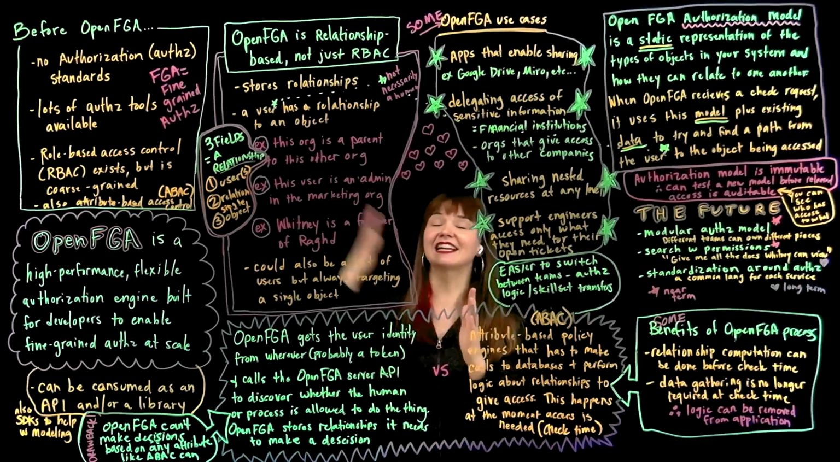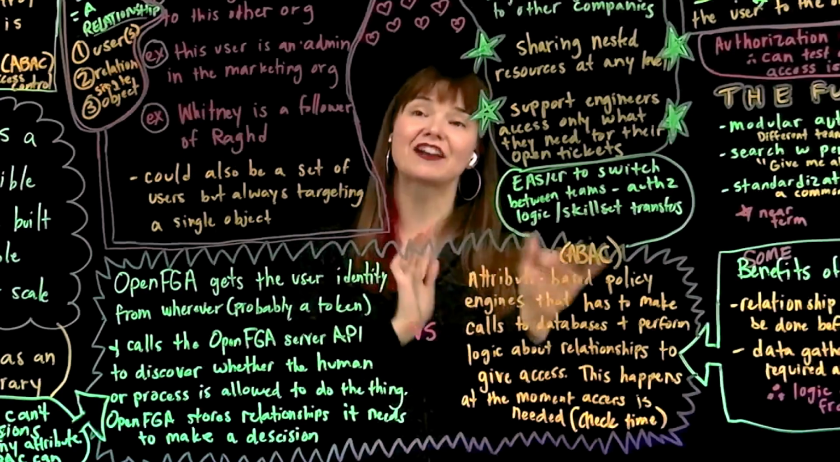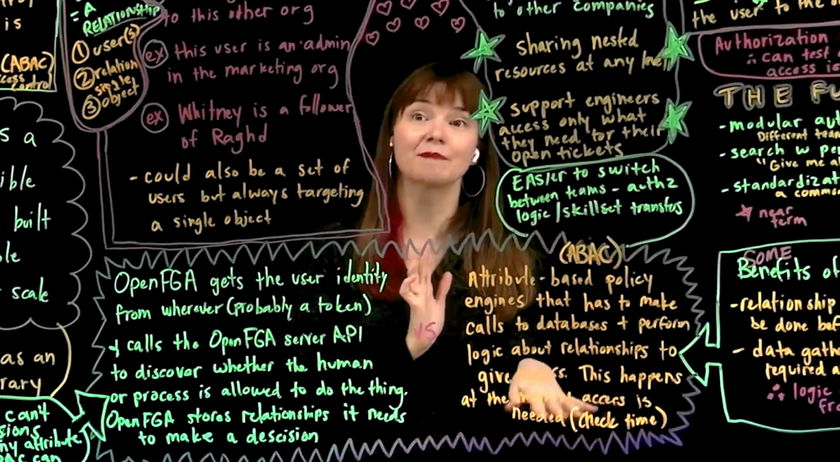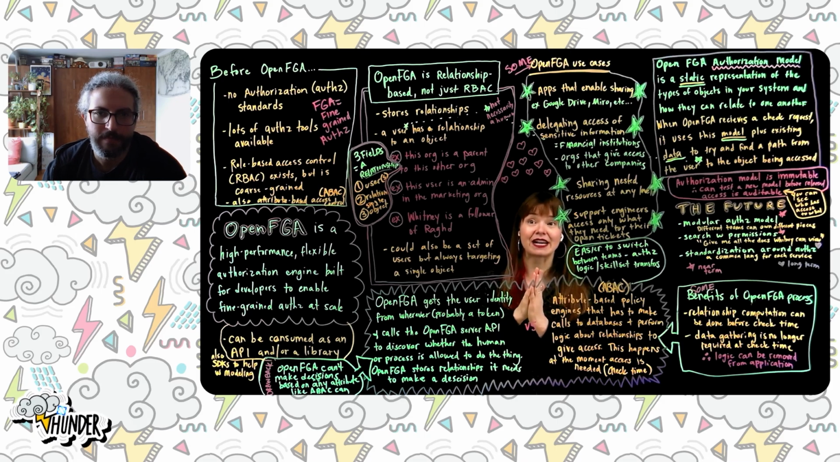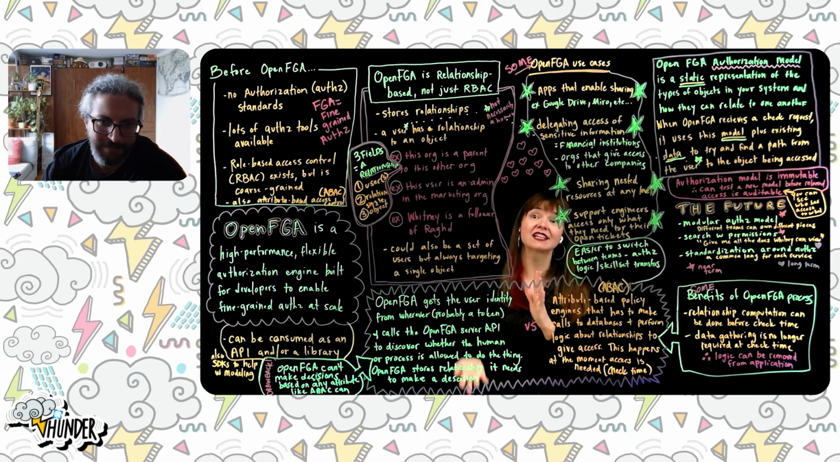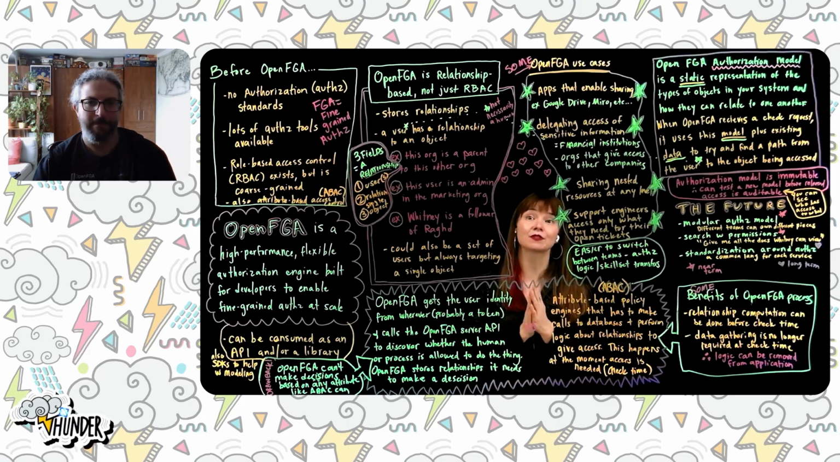So what you very succinctly said is difficult about the attribute-based part is that it's difficult to scale. So what I would like for you to describe right now is how Open FGA does it differently and how that helps with scalability.